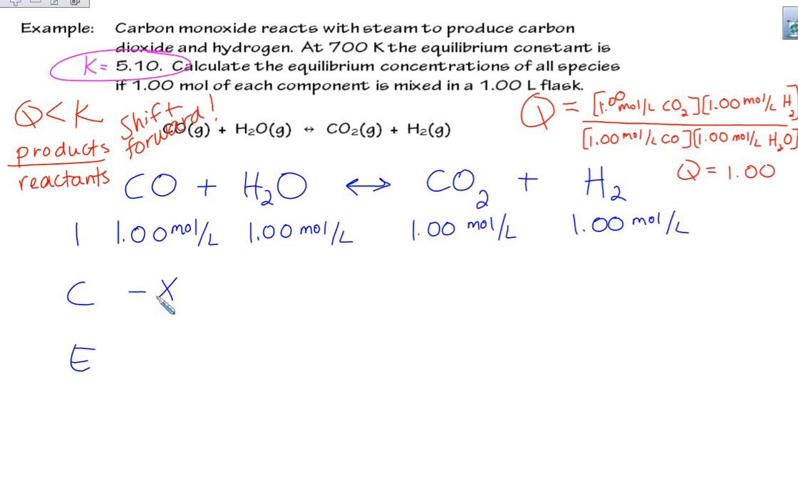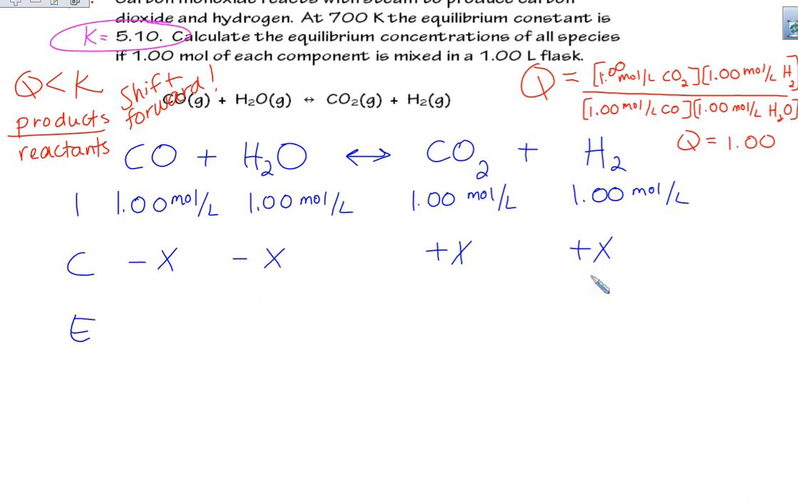If we shift forward, these are a 1-to-1 ratio, so the reactants will both go down by a certain amount, and then my products are going to go up by a certain amount. If this was a 1-to-2 ratio, then we might have X and 2X or something like that. So at equilibrium, this is going to be 1 minus X, 1 minus X, 1 plus X, and 1 plus X. All I need to do is solve for X, right? If I can solve for X, then I know the change, and I can apply it to the initial.